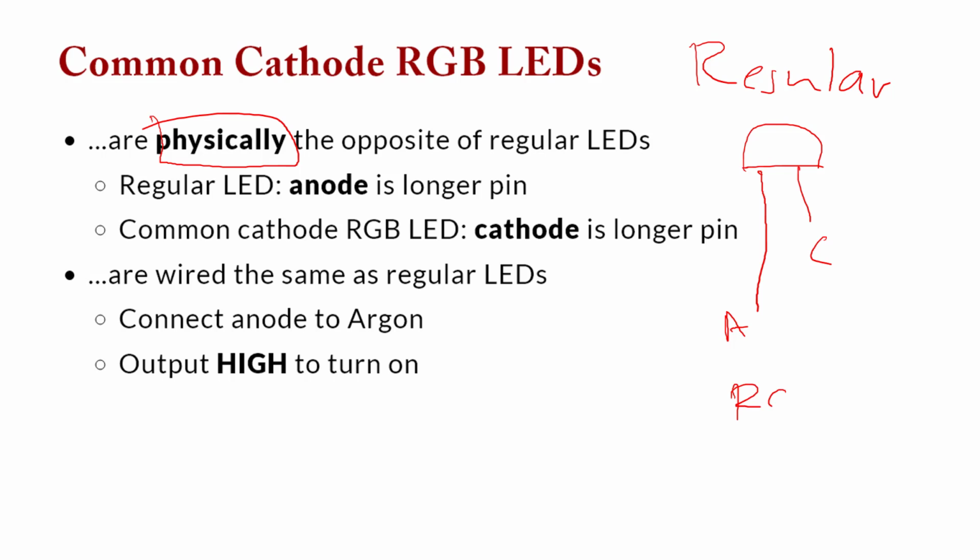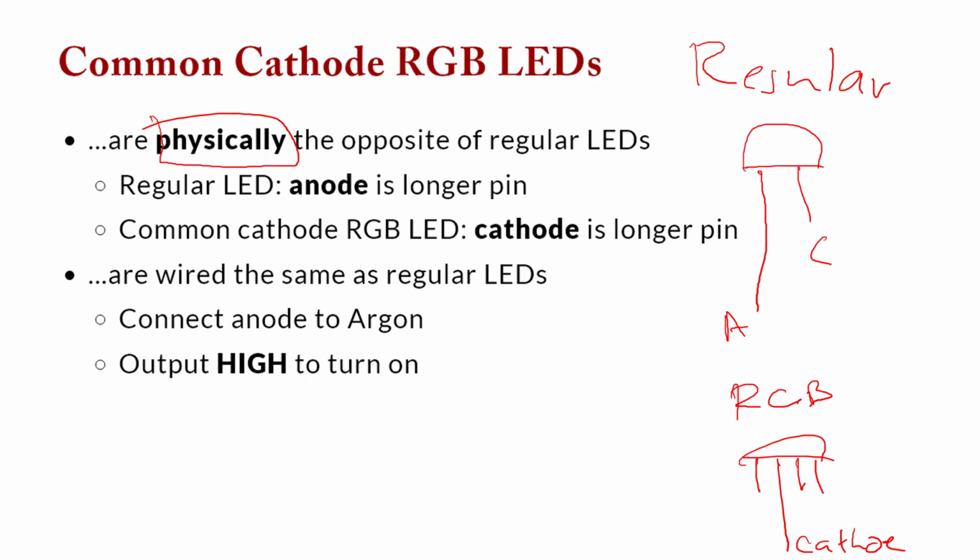But in the RGB, it's the opposite. This is the cathode, the longer one, and the other shorter pins are the anodes. That's the only thing you really need to remember and keep in mind. In the regular LED, the long pin is the anode. In the RGB, the long pin is the cathode.